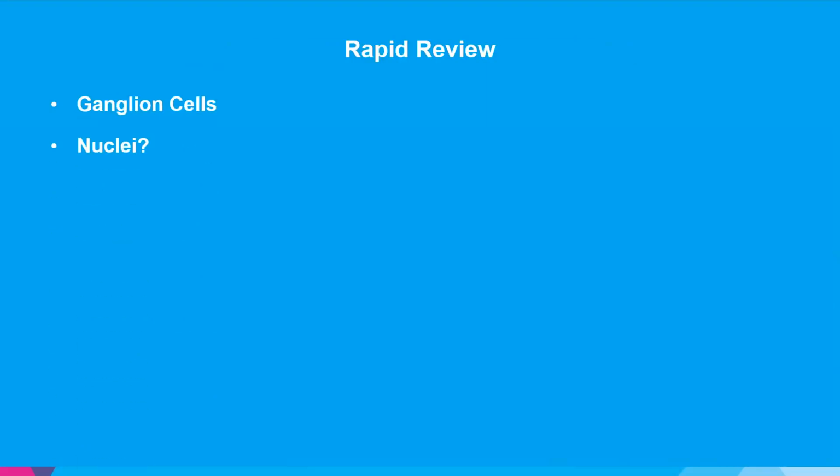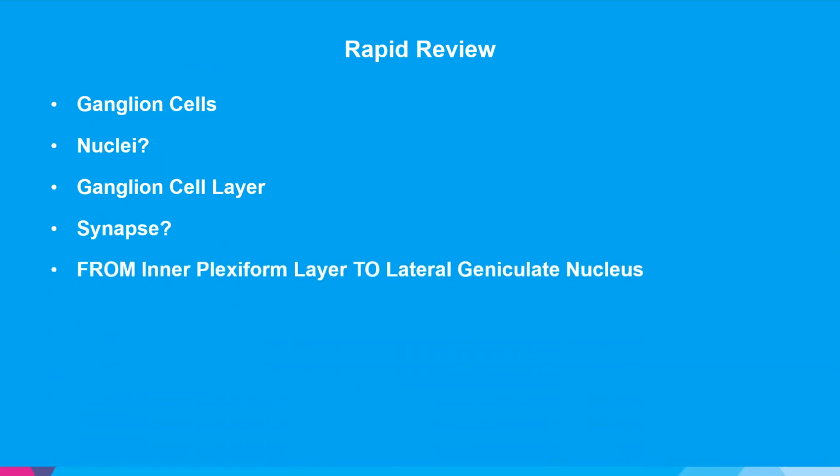Ganglion cells, where are their nuclei? The ganglion cell layer. You got it. And then where do they synapse? In the LGN. In the LGN, that's correct. But what about in the retina? Oh, in the inner plexiform. You got it. You were absolutely right. It's the inner plexiform layer.